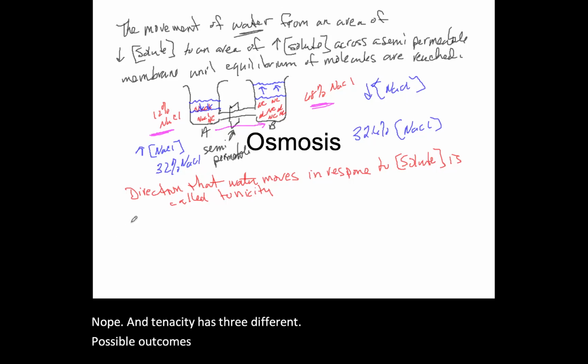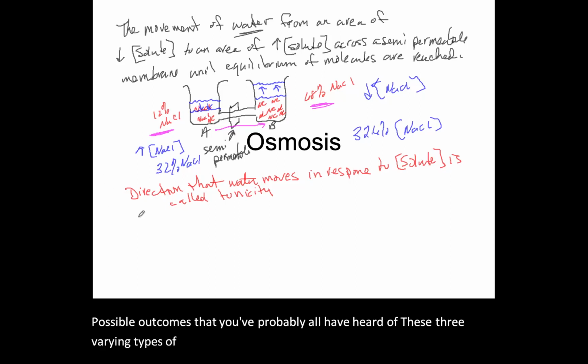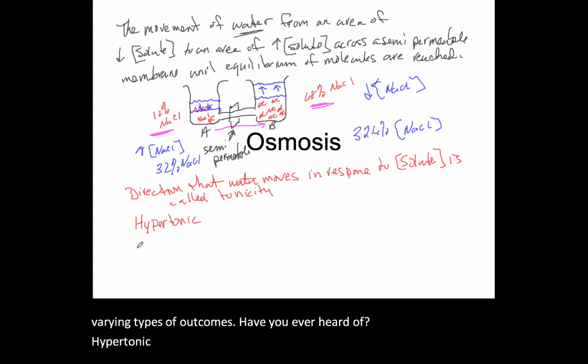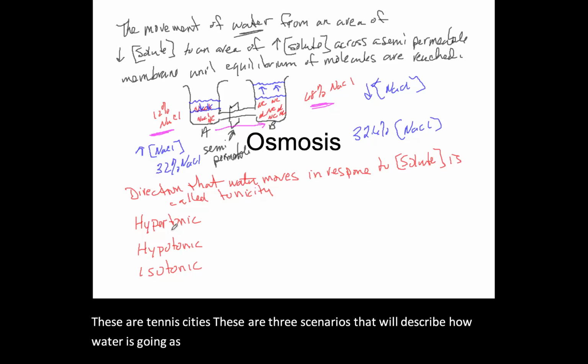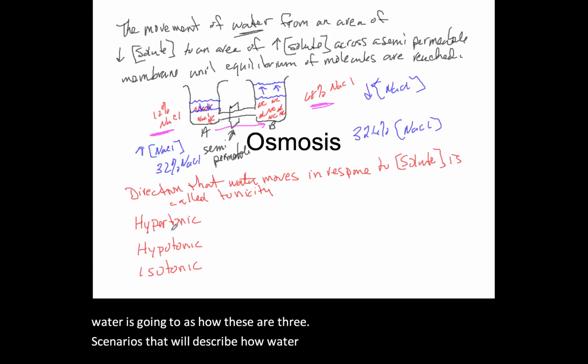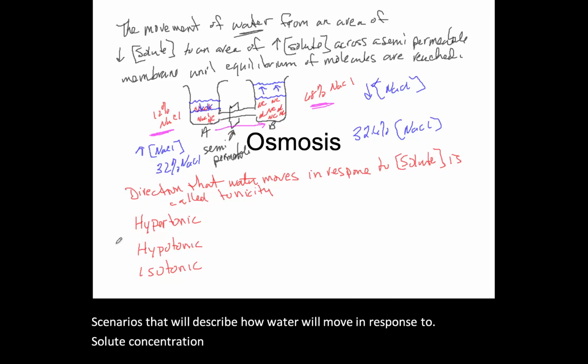Now, you've probably all heard of these three varying types of outcomes. Have you ever heard of hypertonic, hypotonic, and isotonic? Right? These are tonicities. These are three scenarios that will describe how water will move in response to solute concentration. Right? So let's give you an example.